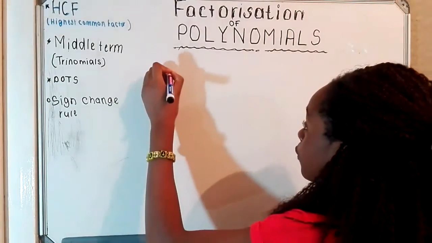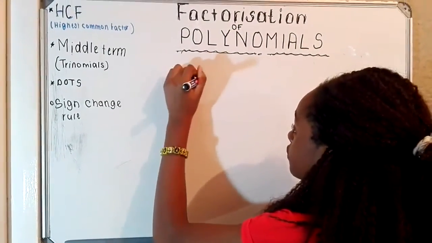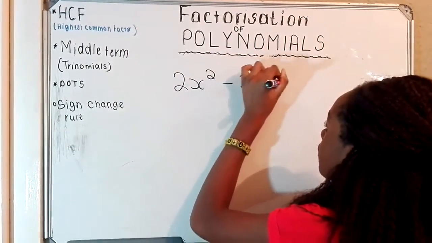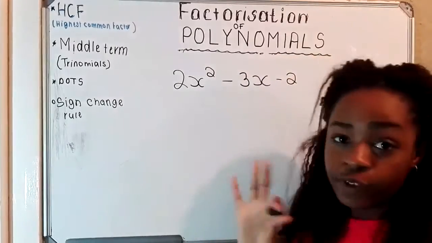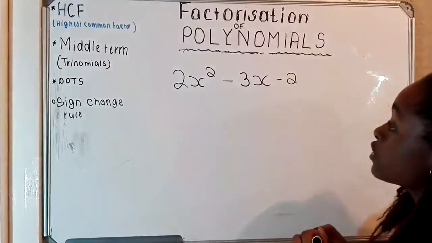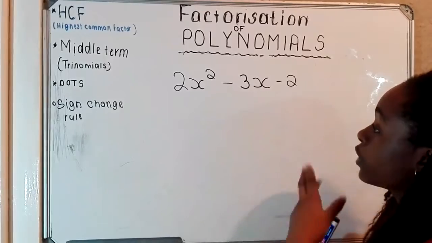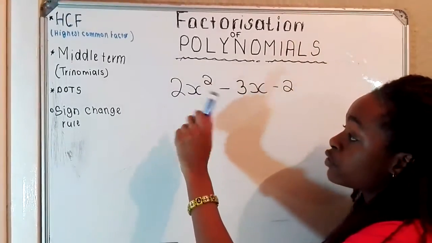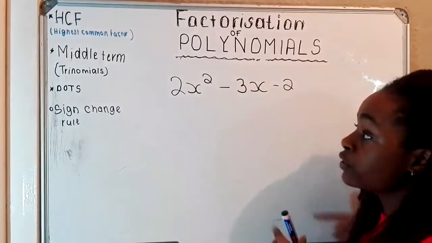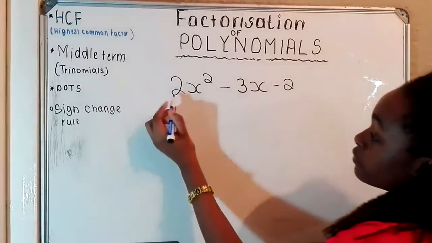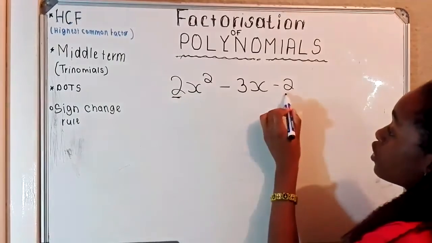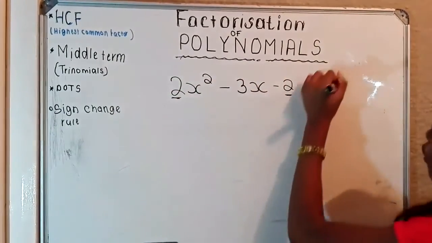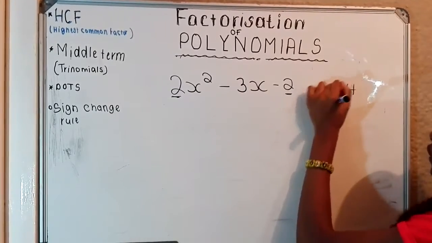Another one, say for example we have 2x squared minus 3x minus 2, okay? Feel free to pause this video and try this on your own. So this is very similar to the one previously. So we see that our leading coefficient is not 1, but it's 2. So we have to do the other middle term technique, which is multiply the leading coefficient with the last constant. So 2 times negative 2 gives you an answer of negative 4. So you have negative 4 over here.